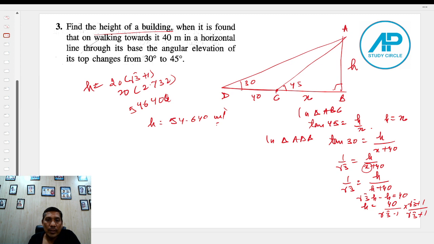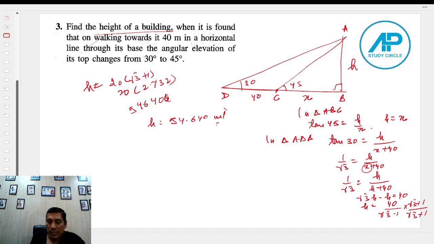Tan 45 equal to h by x, 1 equal to h by x, h equals to x. And in triangle ADB, tan 30 equals to h upon 40 plus x. Replace the value of x, because we don't need to find the value of x here. X को इससे replace करिए and tan 30 की value put करिए. Remember the value of tan 30, 1 upon root 3. Very usable value in these questions. And you get the answer, h equals to 54.64 meters.